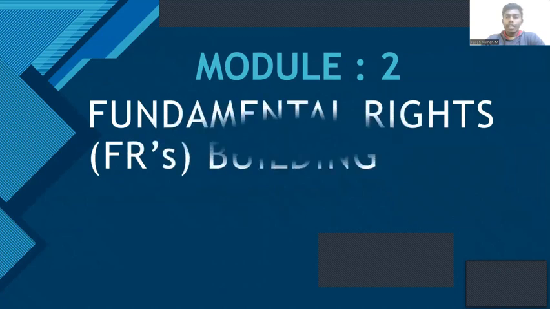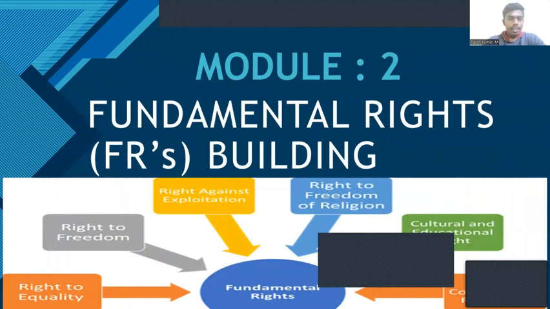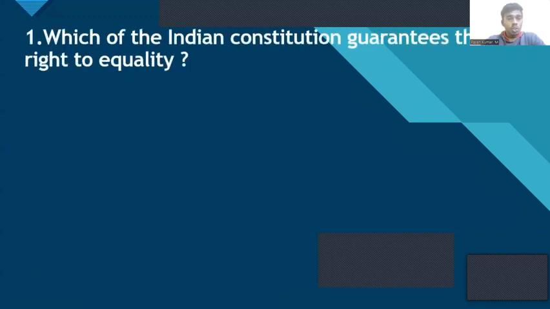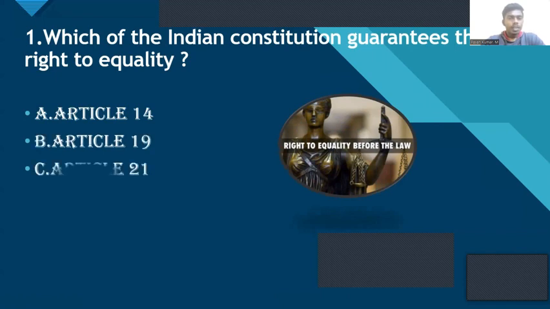Module 2: fundamental rights. Here are the six fundamental rights: the right to equality, right to freedom, right against exploitation, right to freedom of religion, cultural and educational rights, and right to constitutional remedies. The first question will be, which article of the Indian Constitution guarantees the right to equality? Options are: option A, Article 14; option B, Article 19; option C, Article 21; and option D, Article 32. And the answer will be option A, Article 14.